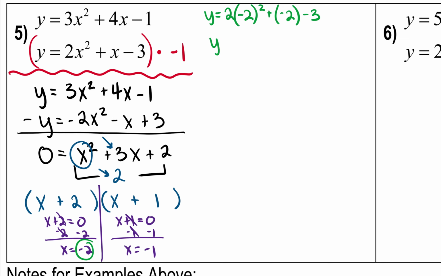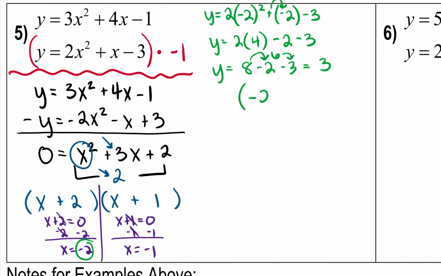Okay, so I have y equals 2 times negative 2 squared is 4. If I do plus a minus, it's the same thing as minus 2 minus 3. Then I have 4 times 2 is 8, minus 2 minus 3. So 8 minus 2 is 6, minus 3 is 3, and that's my y. So y equals 3. My x was the negative 2, so this answer is negative 2, comma 3.